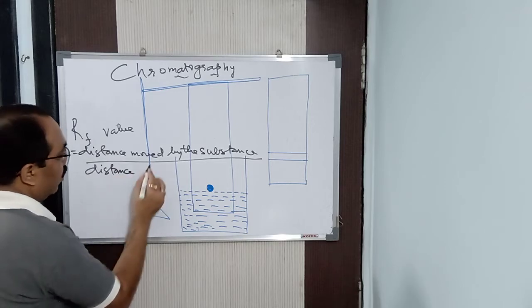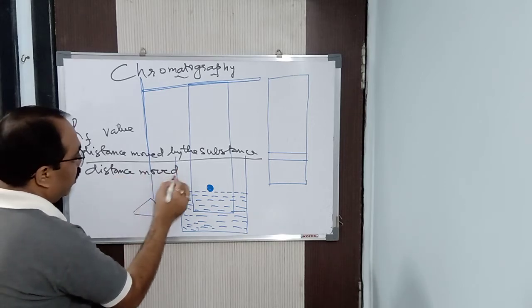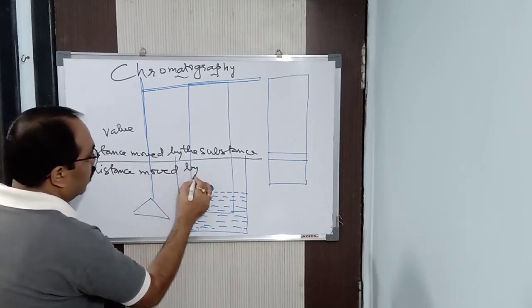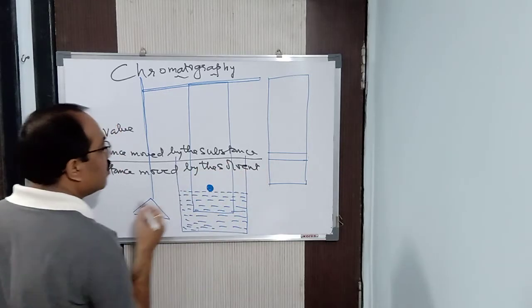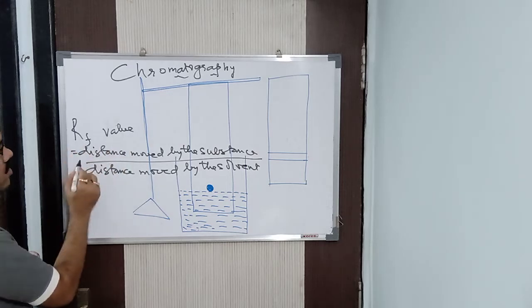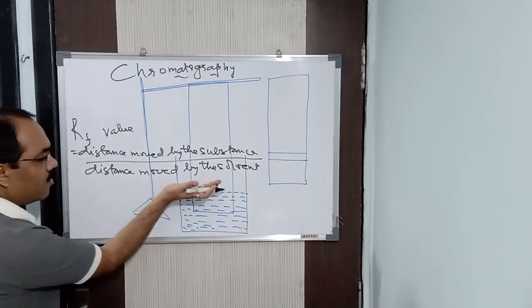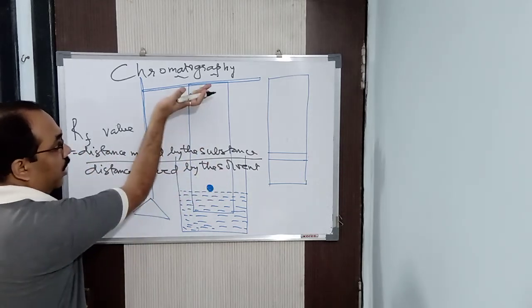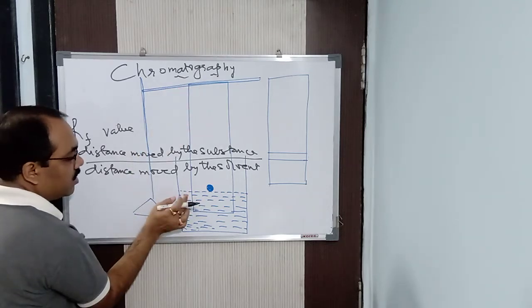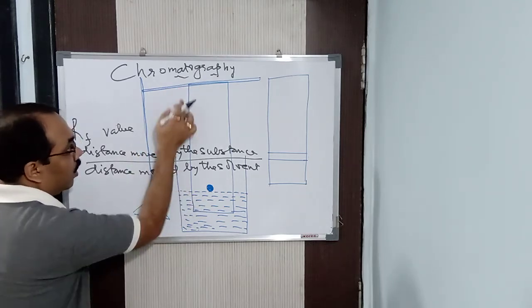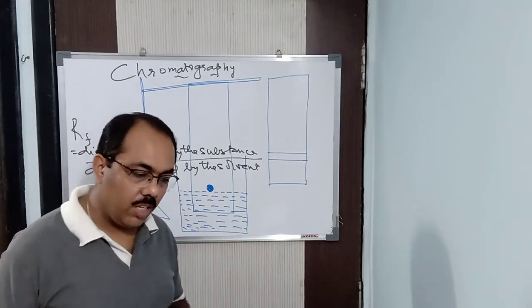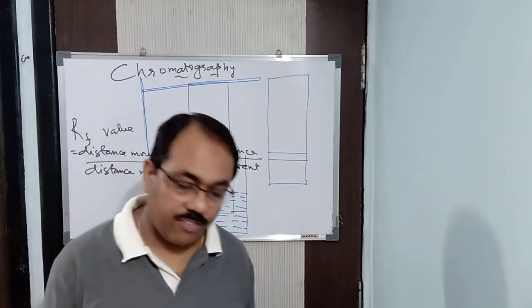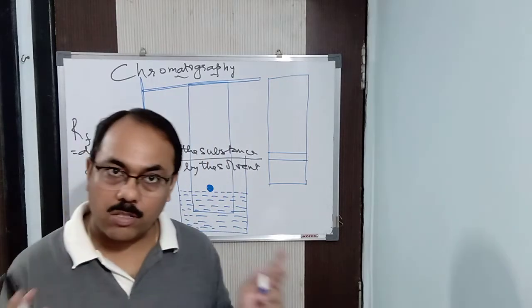I am writing it over this only. I think it is clearly visible to you. Distance moved by the solvent. The RF value is the distance moved by the substance divided by the distance moved by the solvent. How much distance is this ink moving, from here to here? And how much distance is the solvent moving? The solvent is moving from here to here. So the distance moved by the substance divided by the distance moved by the solvent will give you the RF value. Okay, so you understood what chromatography is.